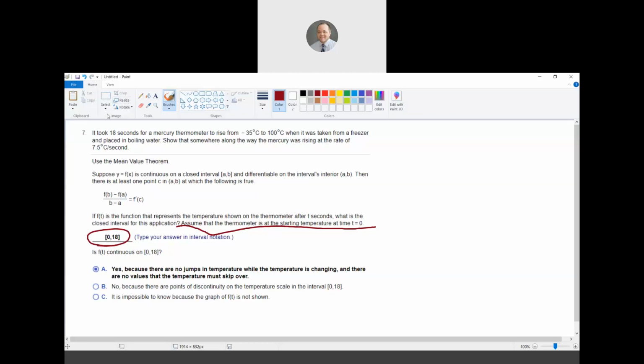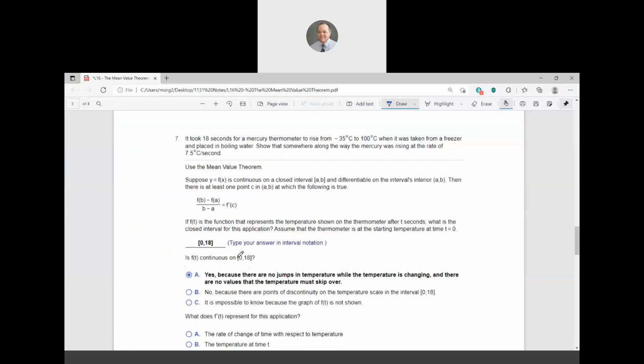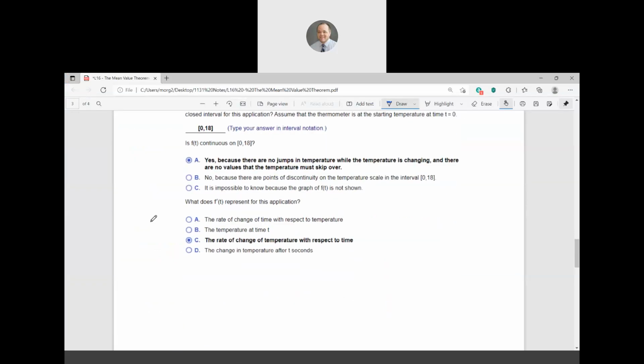Okay, so that part was pretty easy to answer. Let's look at the next part. What does f prime of t represent for this application?